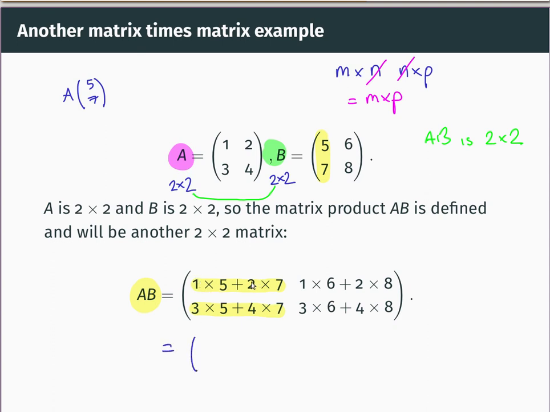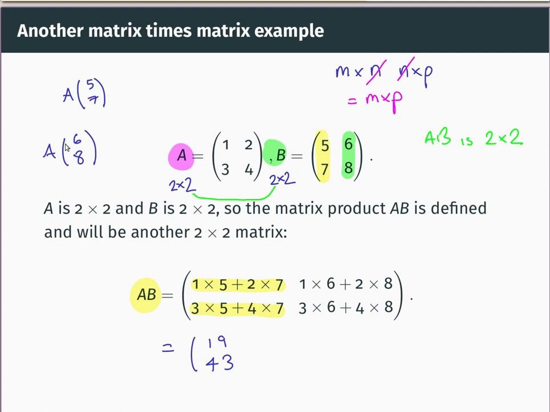So what's that? 1 times 5 is 5, plus 2 times 7 is 14, that's 19. Next we'd have 3 times 5, which is 15, plus 28, which is 43, if my arithmetic is correct. I think it is. Okay, let's now work out the second column of the matrix product AB, and you'll remember that that's obtained by multiplying the matrix A into the second column of B. The second column of B here is 6, 8. So in order to work out the second column of AB, we've just got to do A times the second column of B, which is 6, 8. So let's try and work that out.